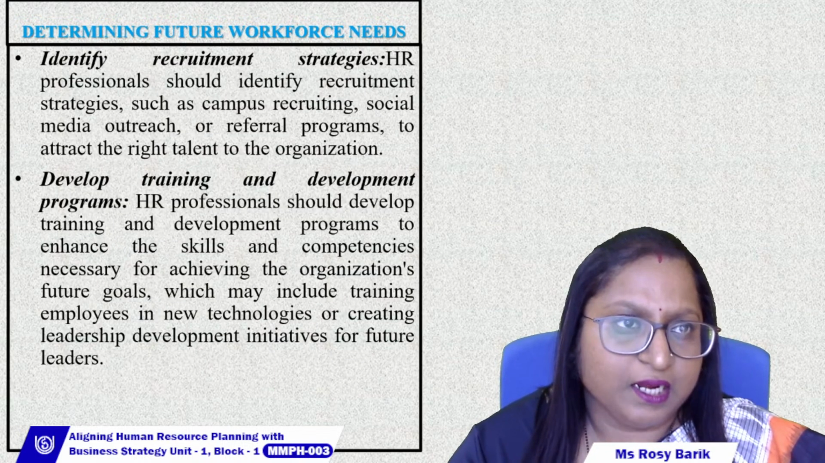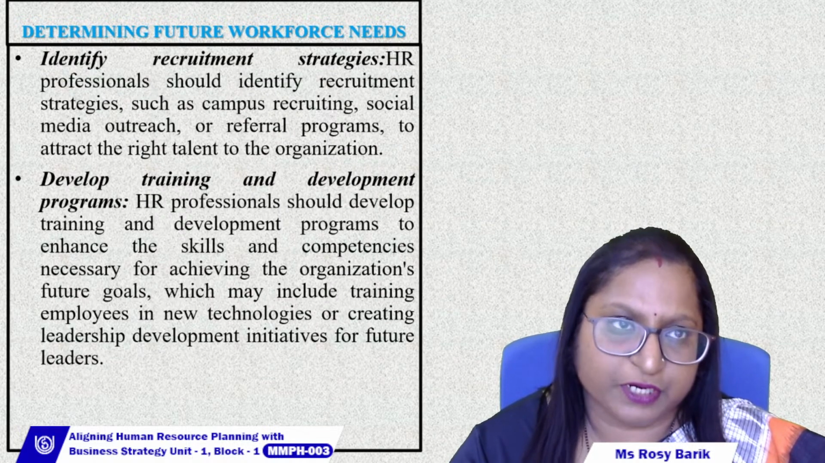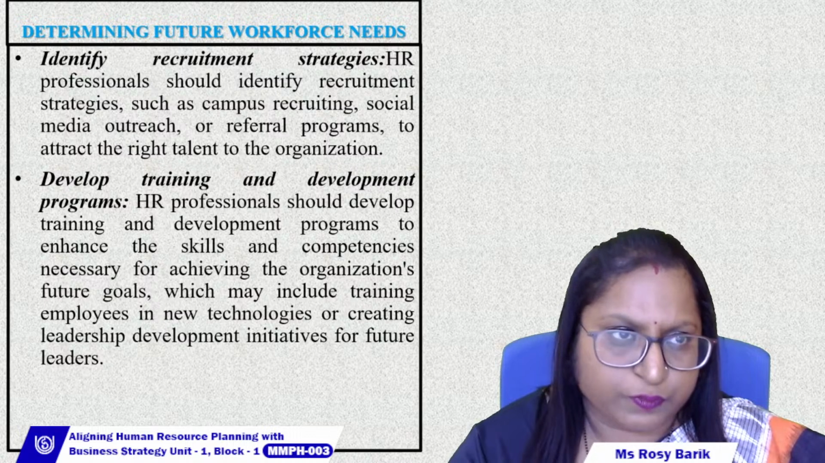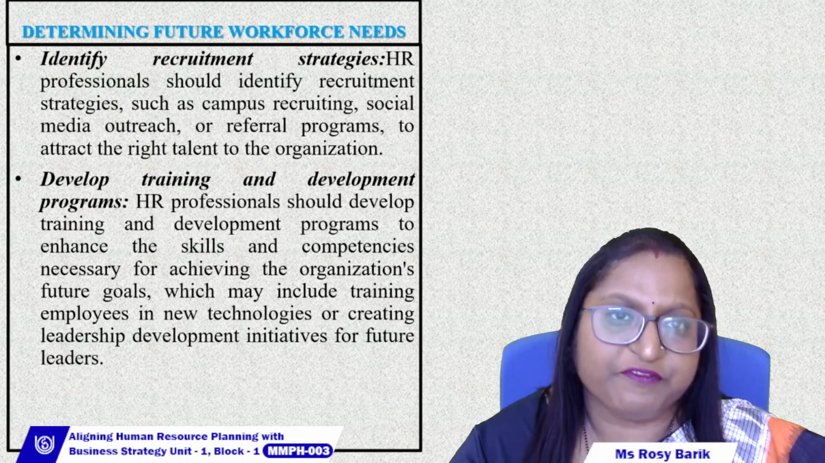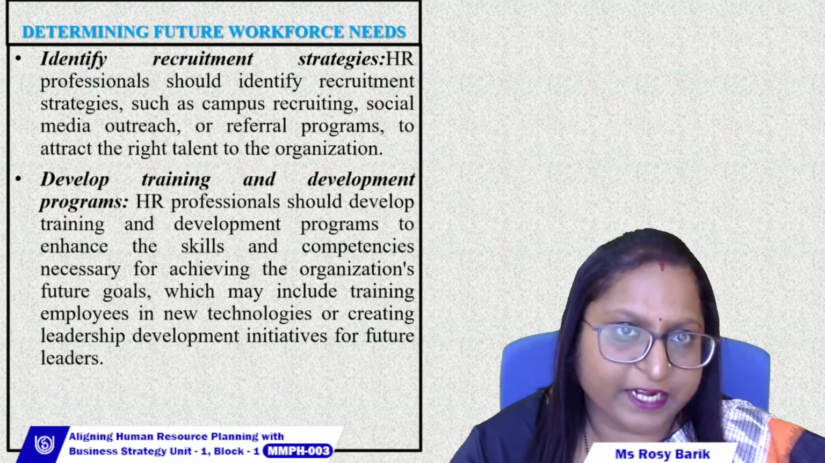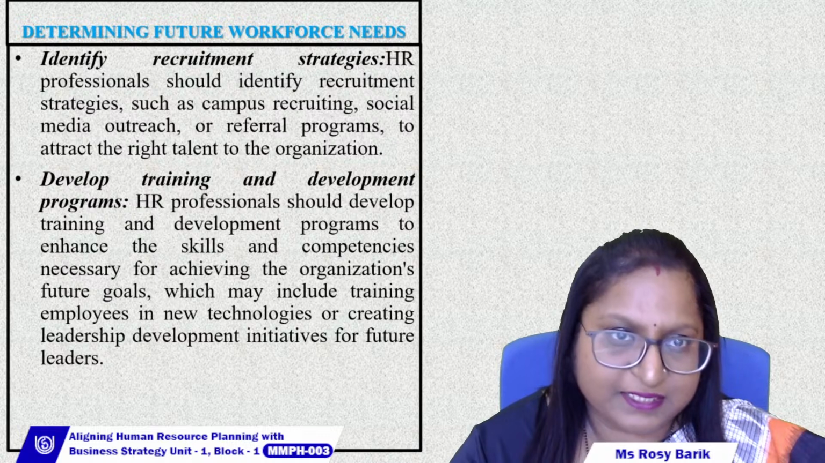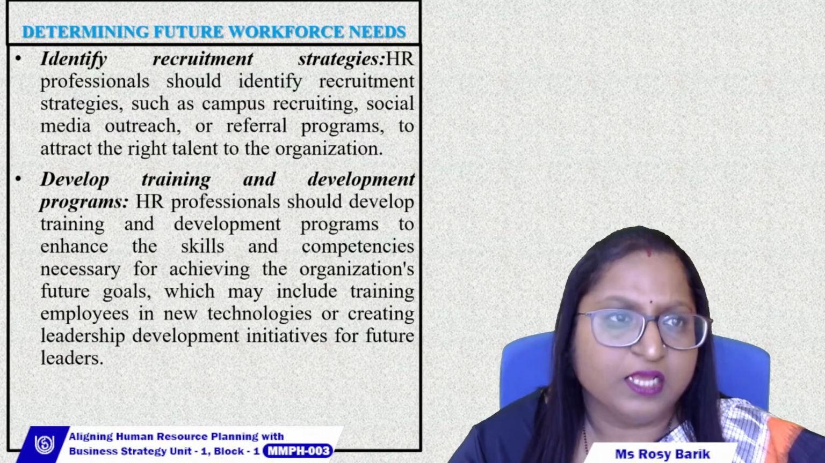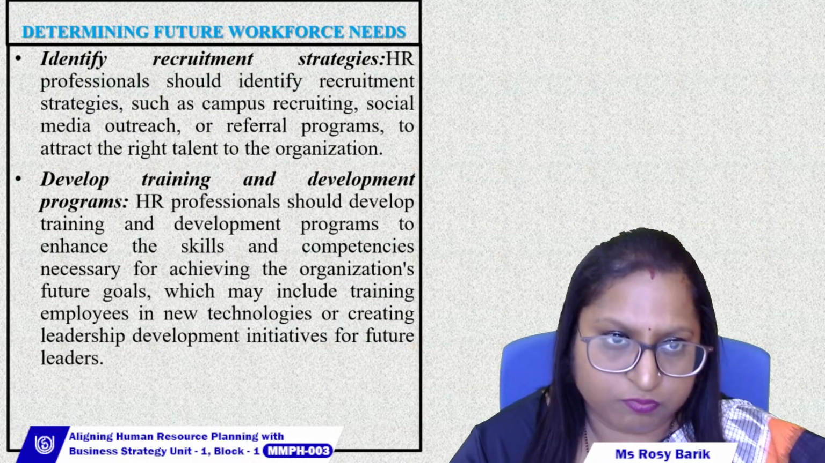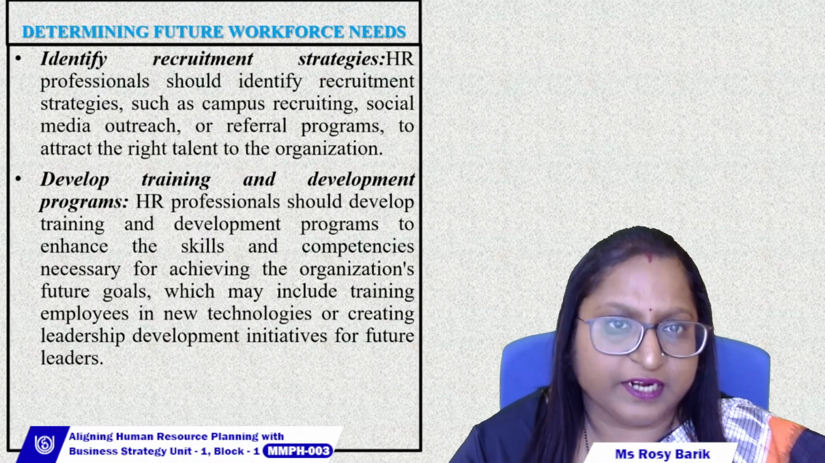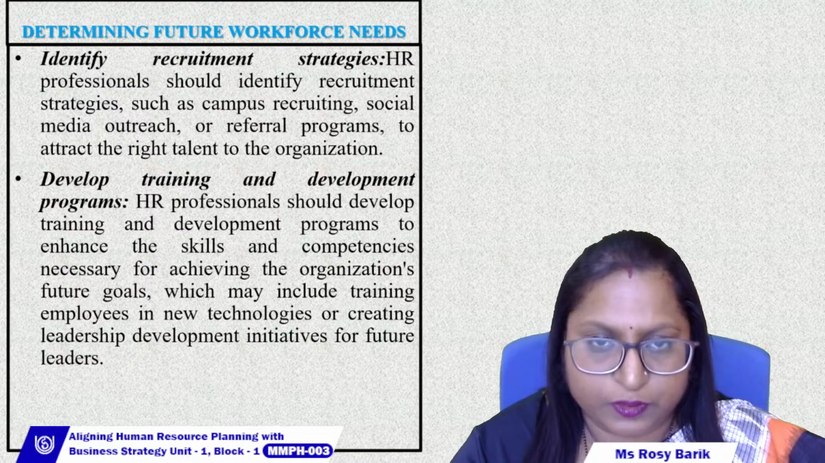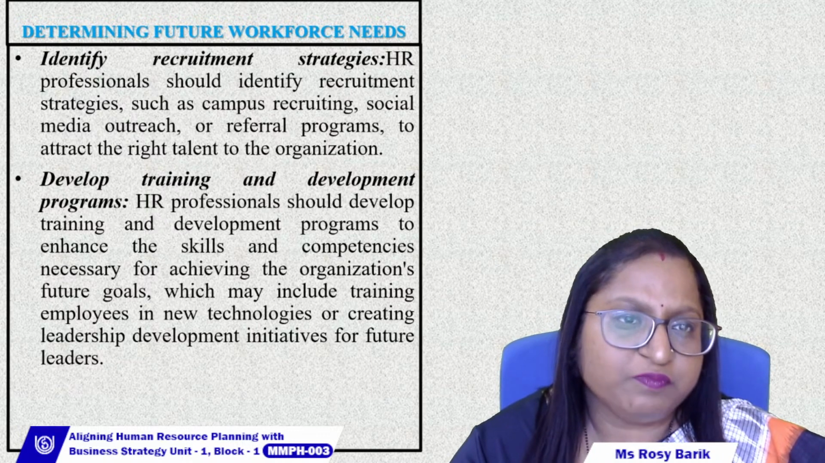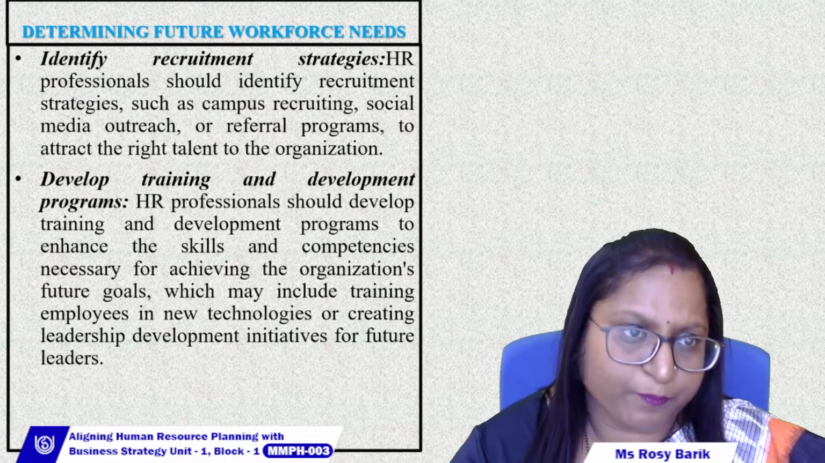Now, identify recruitment strategies. HR professionals should identify the recruitment strategies. There are various recruitment strategies, such as campus recruitment, social media outreach, or employee referral programs, to attract the right talent to the organization. Then, develop the training and development programs.